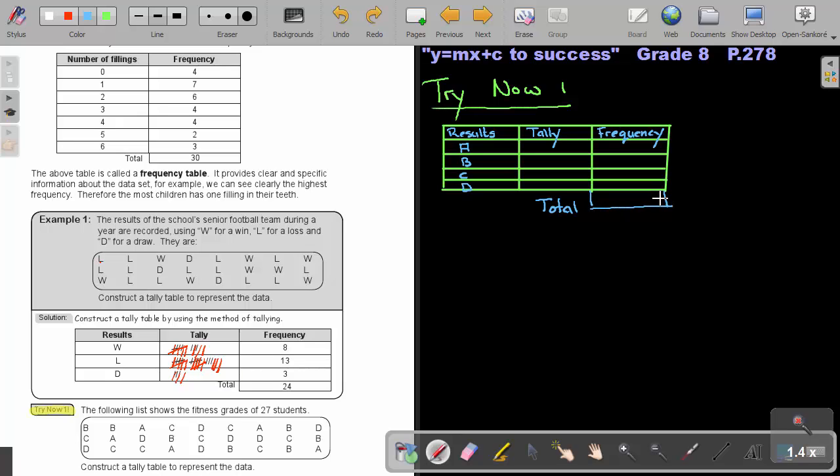Okay, now we're going to start here. So I'm just going to call it out, and then I'm just going to mark the tally. I think let's do it in another color. So I have a B, and I make a tally. And I have another B, and I make another tally. And I have an A, and I make a tally. And I have a C, and I make a tally. And a D, tally. And a C, tally. And an A, tally. And a B, tally.